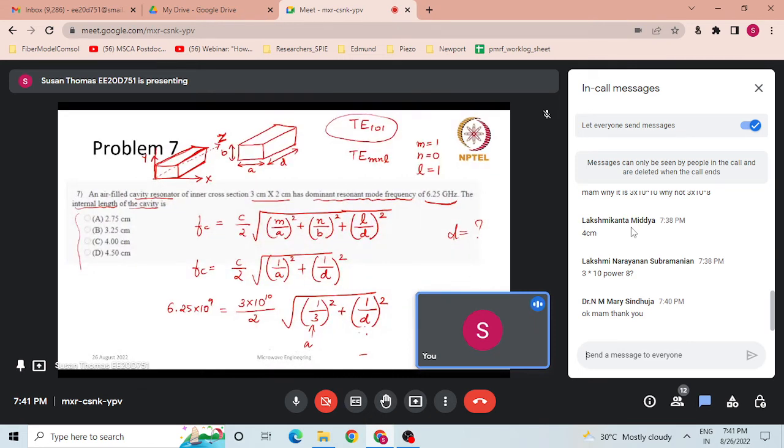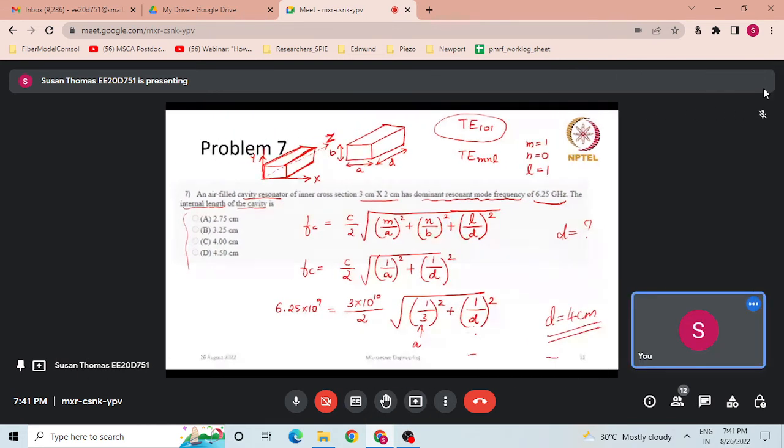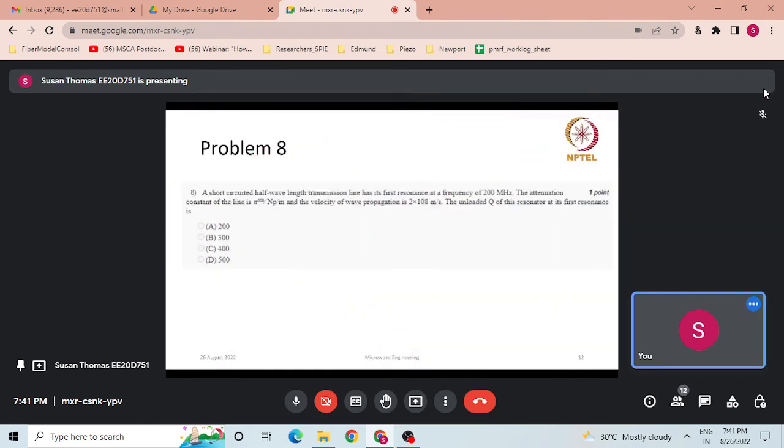So this was one question from the cavity resonator, or rectangular cavity resonators. The other topic of discussion was the transmission line resonator. Say you have a section of a transmission line. When I say a section of transmission line, it will have a particular characteristic impedance, and it will also have its properties like alpha, beta, that is, the attenuation constant and phase constant.